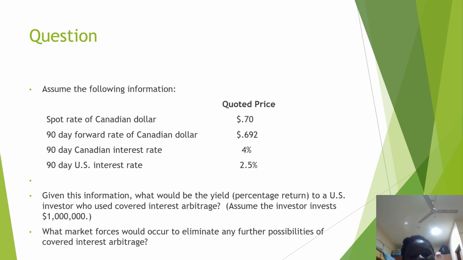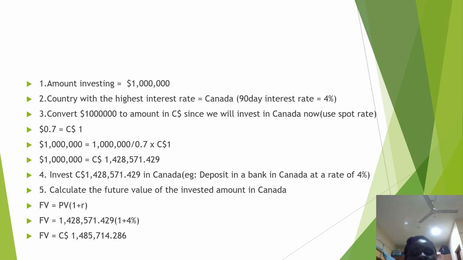And then they are asking what market forces would occur to eliminate any further possibilities of covered interest arbitrage. Now let's dive in. Looking at the steps we took, the amount you are investing is $1 million, right? The country with the highest interest rate is Canada, right? And the rate is for 90 days. So the rate is not 1 year, the rate is for 90 days.